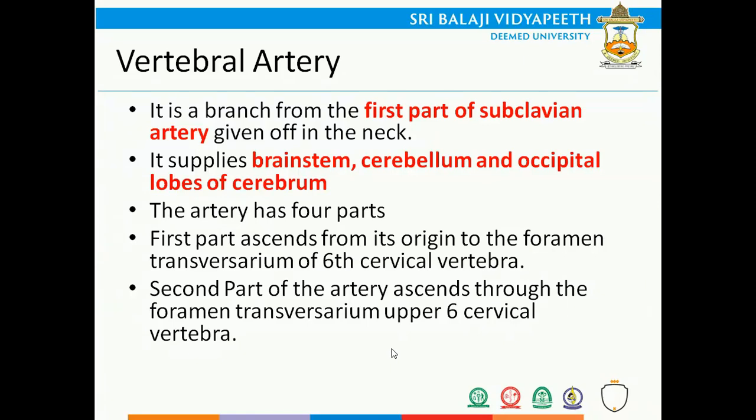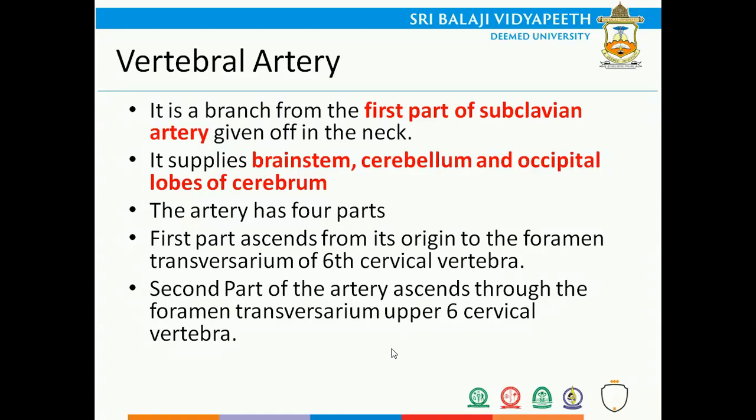So, you know, the subclavian artery is an artery that is given off from the arch of aorta, and it ascends upwards by dividing itself into three parts. The first part gives off the vertebral artery, and the vertebral artery will ascend upwards. It goes to the neck, through the cervical region. The vertebral artery enters into the neck region through the foramen transversarium.